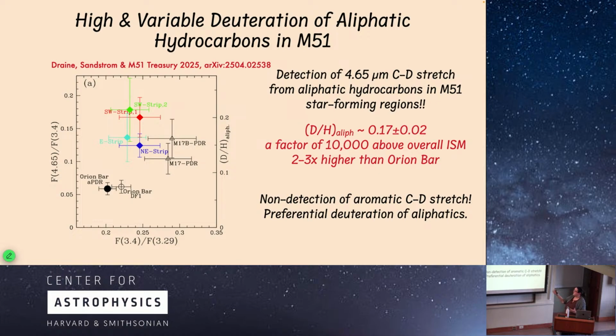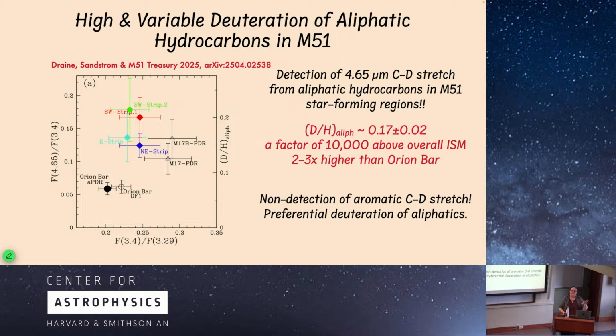And in fact, in M51, the deuteration is 2 to 3 times higher than in the Orion Bar, which is a comparison spectrum, and similar to what's in M17. So these are some early Milky Way observations that show us the same feature. The other interesting thing is there's no detection of the aromatic version of the CD stretch. So this suggests that there's preferentially something about the aliphatic material that likes to be deuterated.